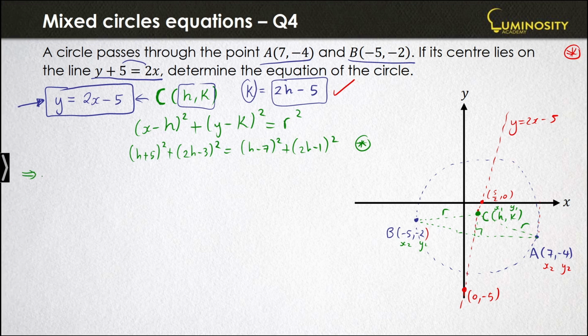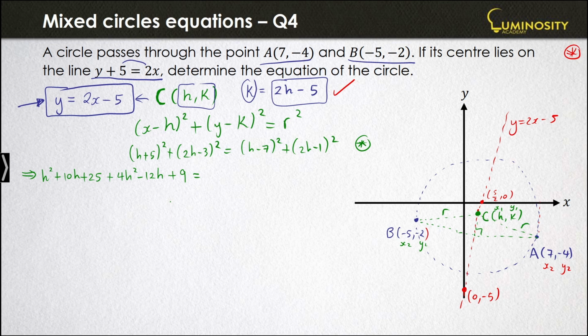If I square that first term, it's going to be h squared plus 10h plus 25. Then for this next term, it's going to be 4h squared. Then double the product. The product is negative 6h, so double that is negative 12h. And then square negative 3 is 9.